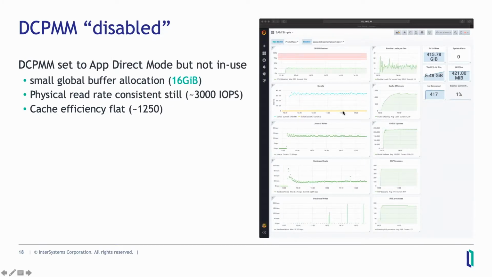Next, we moved into booting DCPMM into App Direct mode, but again, not actually configuring it to do anything. This went back to a smaller 16 gigabyte database cache size just to show what the behavior difference is between memory mode with DCPMM versus just using straight up DRAM. And the results were identical to running it before.